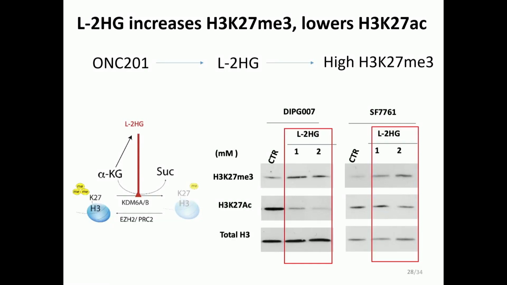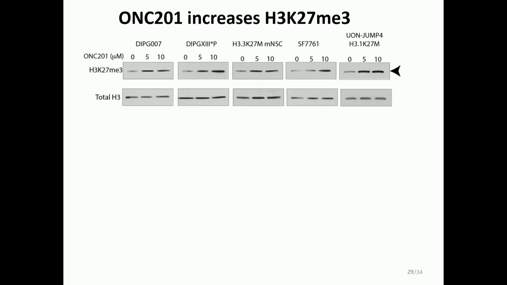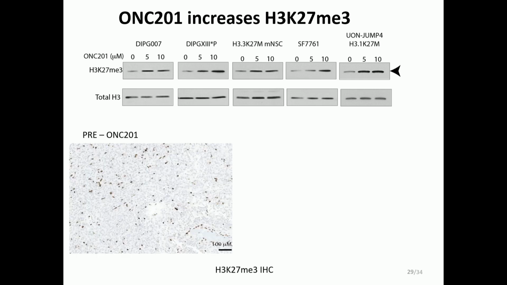So we just added L2HG to the cells, and when you blot for 27-trimethyl, it goes up in the cells. So the hypothesis holds good: if you treat cells with ONC201, here are 5 independent K27M mutant cell lines, you can see that in a dose-dependent manner, you get an increase in the 27-trimethyl.